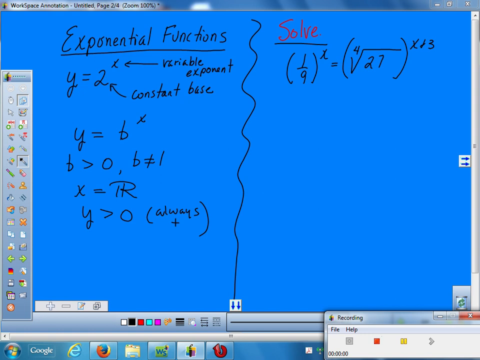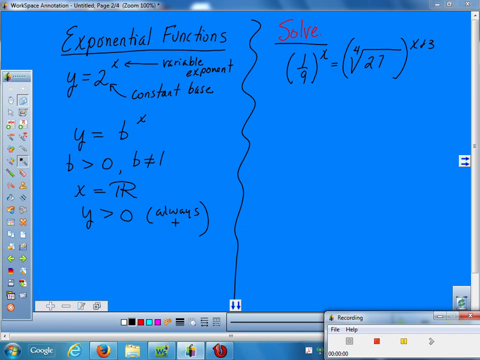Now we want to solve exponential equations. Why would I call that an exponential equation? Because there are exponents, but what is in the exponent? Variables. There are variables in the exponent. So this means it's exponential since there's a variable in the exponent.